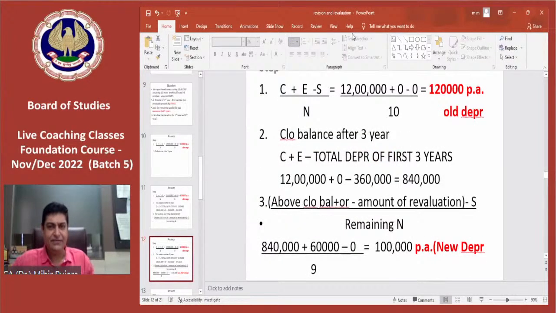I hope now it is clear, guys. Many students have the correct answer. 150 is the wrong answer. 90,000 is the wrong answer. It is 1 lakh. I hope it is clear, guys.